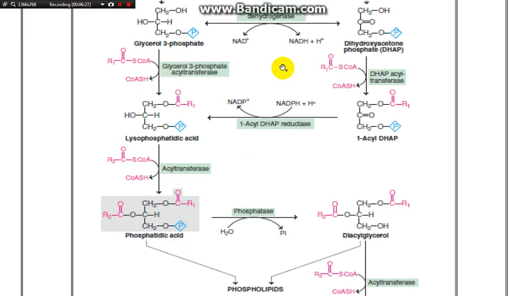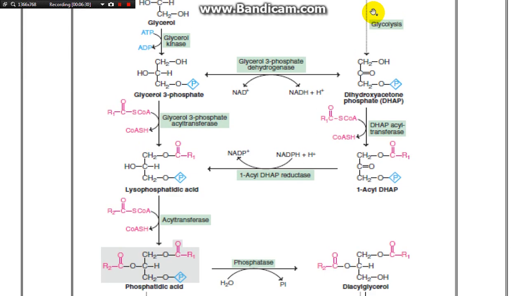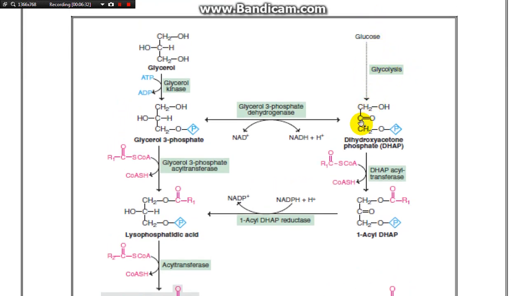We also obtain the glycerol 3-phosphate from glucose by glycolysis, which gives dihydroxyacetone phosphate, and by glycerol 3-phosphate dehydrogenase gives the glycerol 3-phosphate, and this reaction is reversible. Dihydroxyacetone phosphate, by dihydroxyacetone phosphate acyl transferase with addition of an acyl group, gives 1-acyl dihydroxyacetone phosphate, and this compound may be converted to the lysophosphatidic acid by the 1-acyl dihydroxyacetone phosphate reductase.